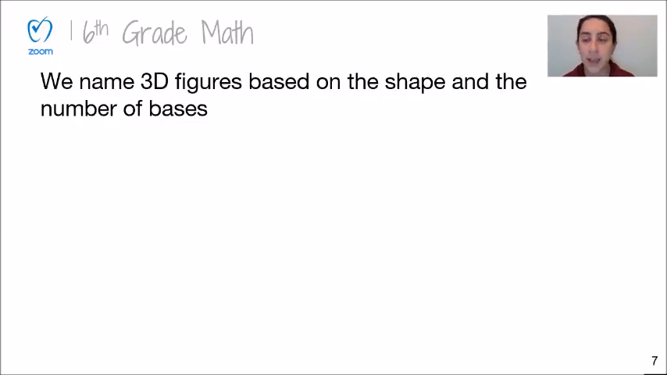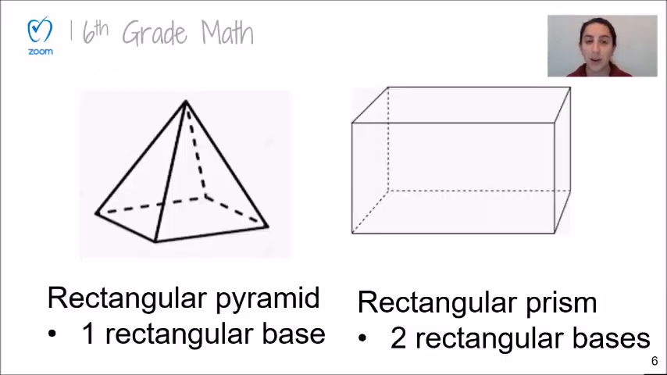And that brings us to our next fence post for today, which is that we name 3D figures based on the shape and the number of bases. So, as we saw here, the base in both of these was a rectangle. That's why both shape names start with rectangular. But their number of bases are different. That's why the first one is a rectangular pyramid, while the second one is a rectangular prism.